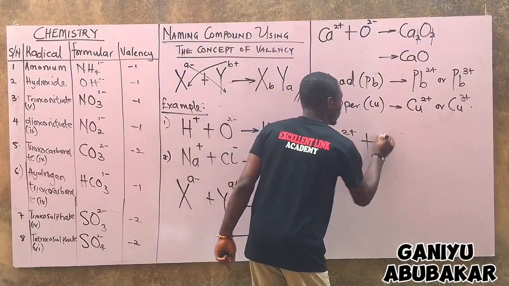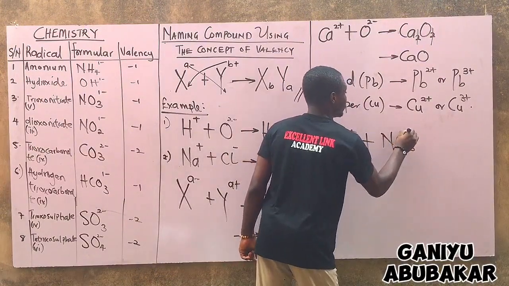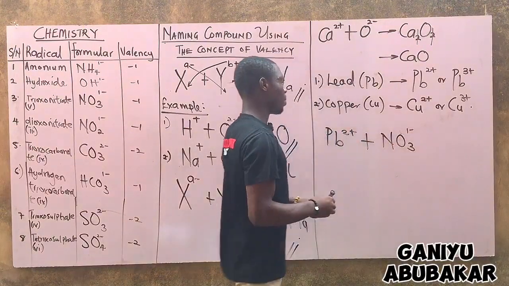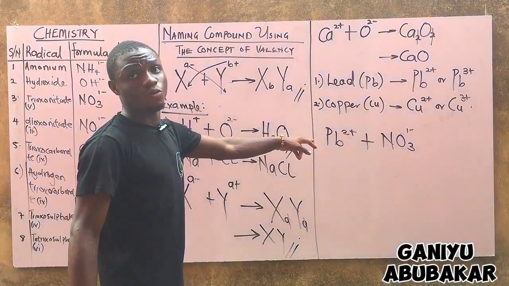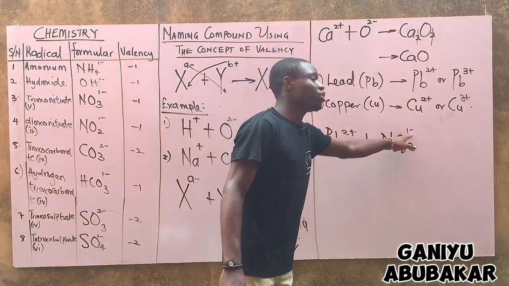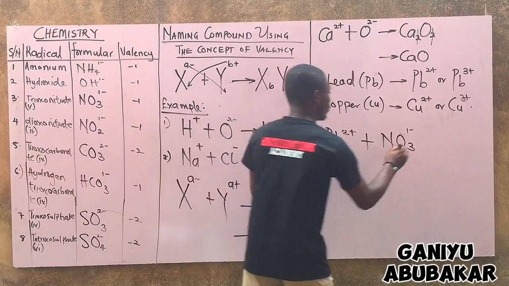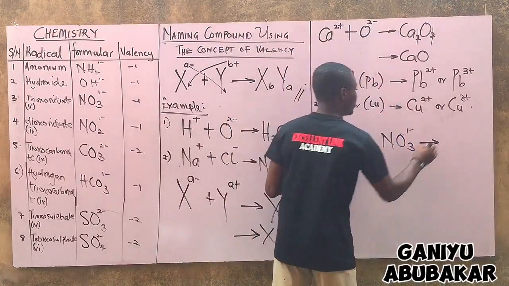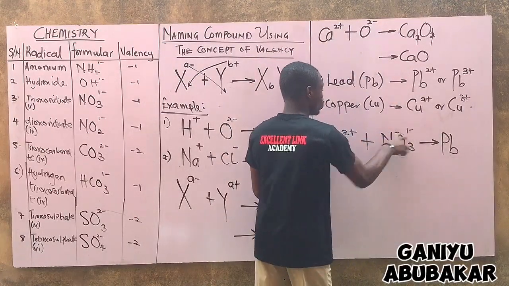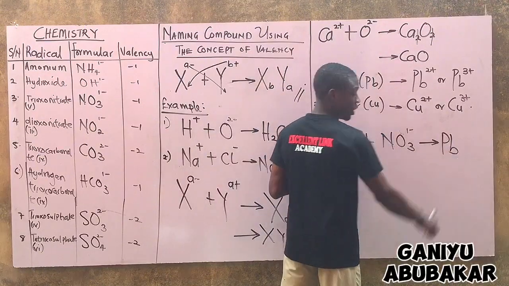So I'll have trioxonitrate 5, 1 minus here, right? So this can combine. Why? They are of opposite charges. So when they combine, what would they form? Take out your Pb first. This one comes here. One is okay here.